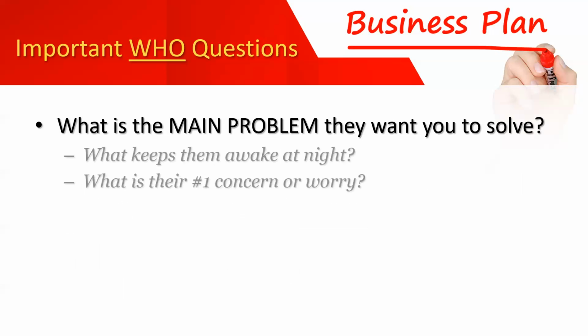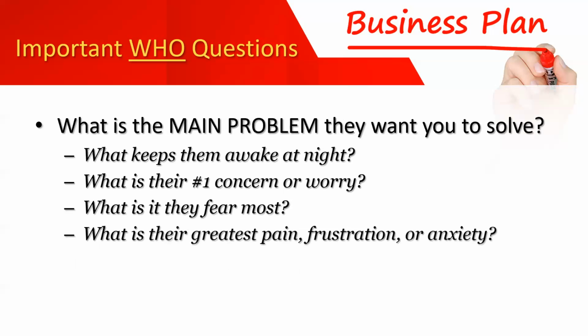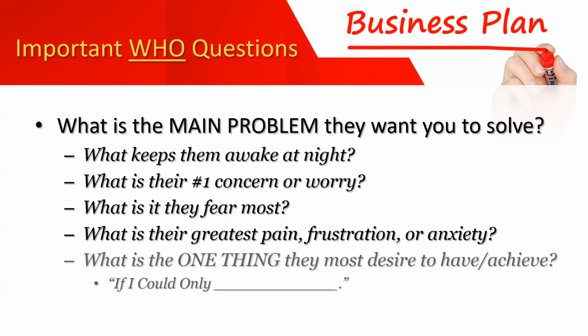We've got to be able to answer questions like, what keeps them awake at night? What's their number one concern or worry? What is it that they fear the most? What's their greatest pain, frustration, or anxiety? Or if they come in and say, if I could only do this, if I could only have something, if I could only achieve this. What if their one thing was, if I could only retire at age 55 and know I've got enough money to last for the next 20 or 30 years of my life.